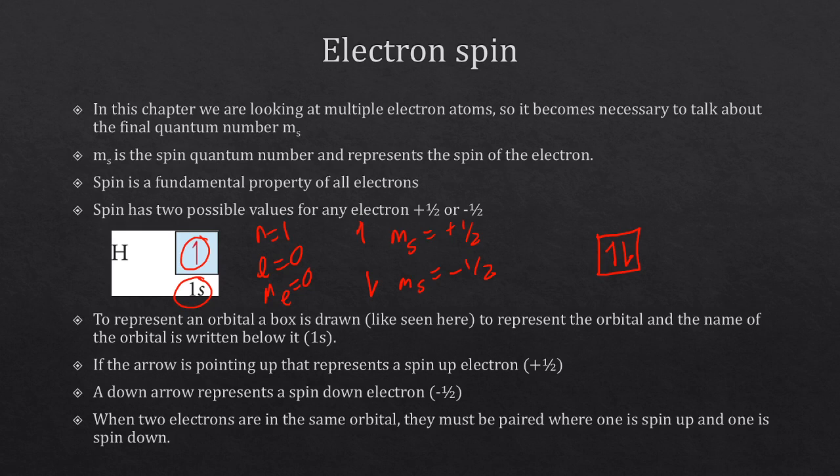When two electrons are in the same orbital, they have to be paired, where one is spin up and one is spin down. You will never see two spin up electrons in the same orbital, and you will never see two spin down electrons in the same orbital. So if you were to try to draw two of them up, that would be incorrect. You have to have one up and one down. This property is related to something we call the Pauli exclusion principle, which is why you only see one up and one down instead of just two up.